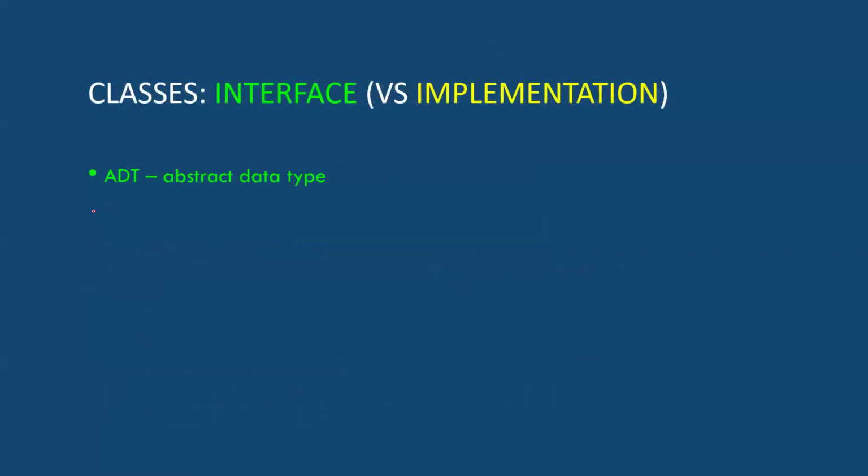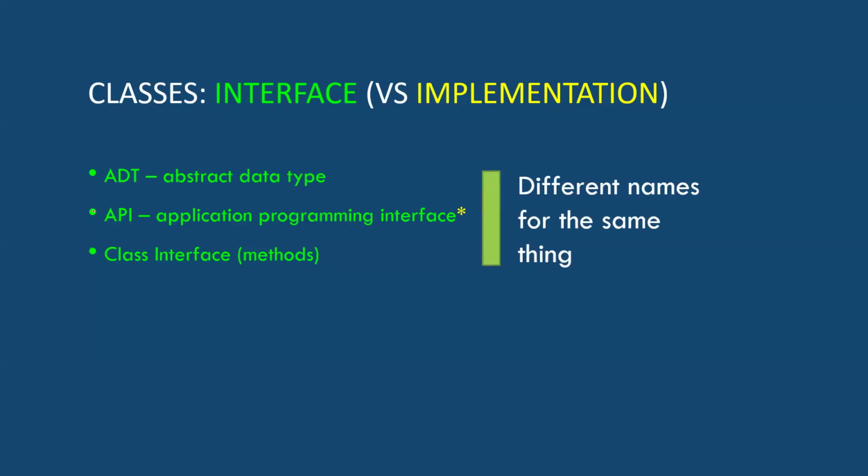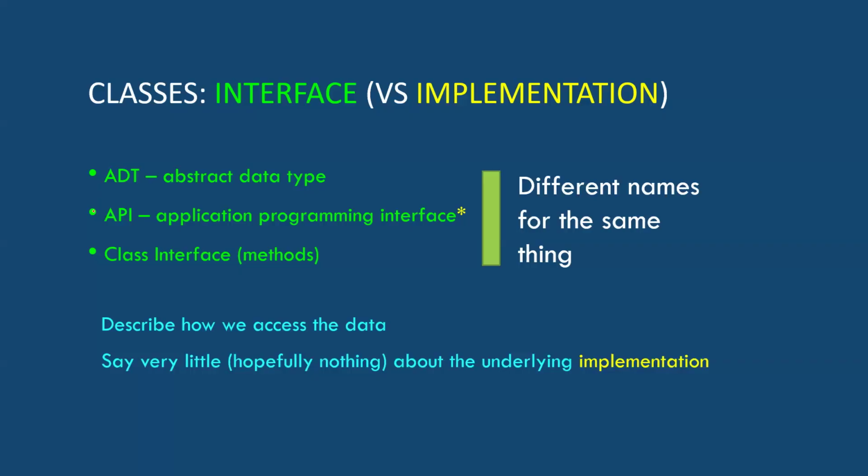Now, out in the real world, we tend to hear these things somewhat used or abused. Abstract data type, as we've described, API or application programming interface, could be kind of exposing the interface for a class, but it's not always going to be one-to-one. Class interface is a little bit closer to being one-to-one with the idea of an abstract data type. But people use these phrases somewhat interchangeably out there, okay? And it really just describes how we access the data and hopefully doesn't say much about the underlying implementation of the data, okay?